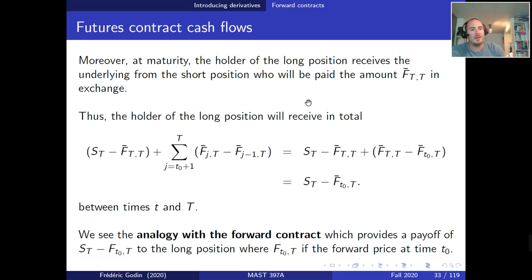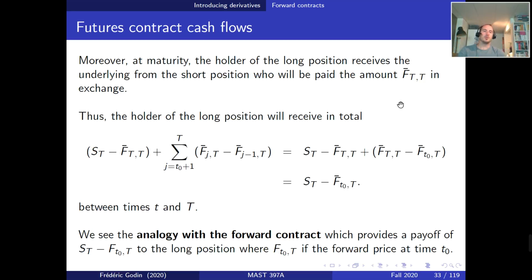And then what happens at the maturity date, capital T? The long position receives the underlying asset from the short position, and the short position in return will be paid F bar capital T capital T. So at the maturity date, the cash flows are the following. The short position gives the underlying asset to the long position, and the long position pays the terminal futures price, F bar capital T.